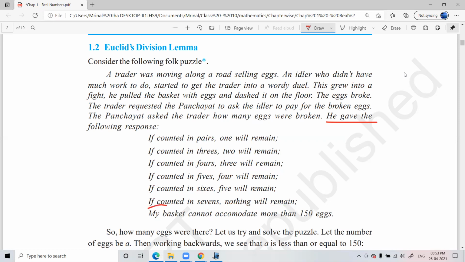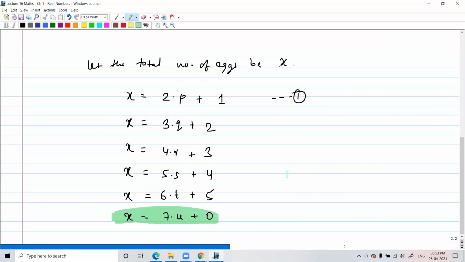Okay, now at last he's also telling my basket cannot accommodate more than 150 eggs. So whatever number x is, this x has to be less than 150. Yes, x has to be less than 150.